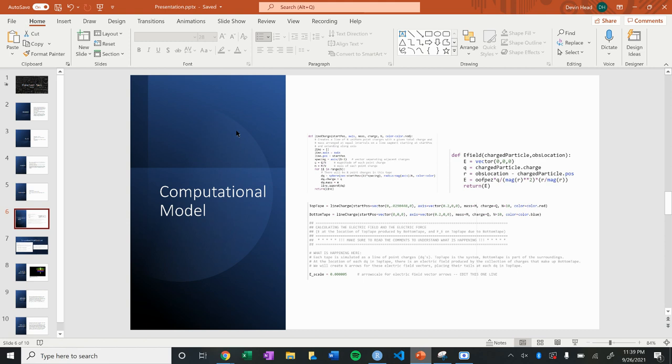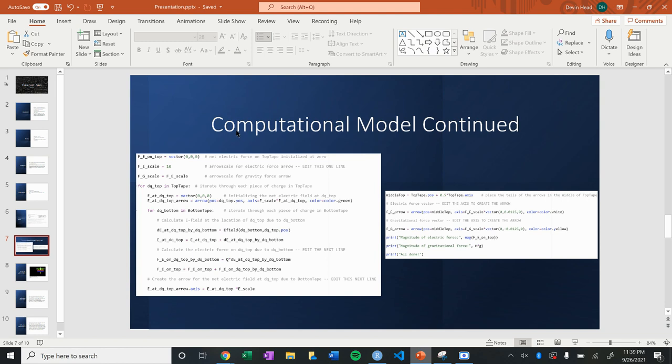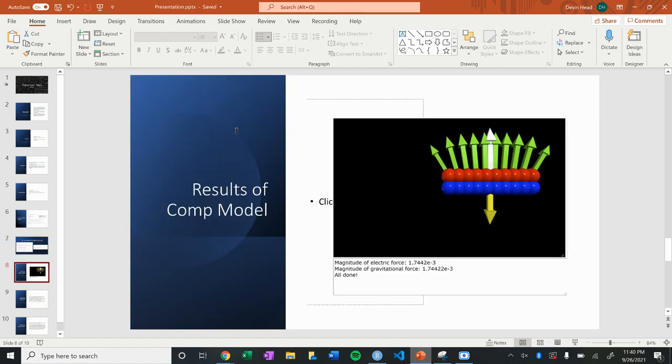Here we have the computational model that we use in GlowScript for this experiment, and it's continued right here for all the functions and the things we'll be calculating in this next screen. And the results are that we get the magnitude of the electric or gravitational force, and it shows you the model of how we're treating these two tapes right there.